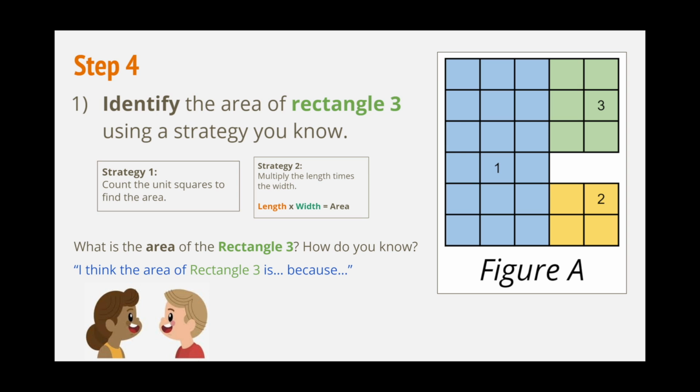Step 4. Identify the area of rectangle 3 using a strategy you know. You can use strategy 1, which is count the unit squares, or strategy 2, which is multiply the length times the width. What is the area of rectangle 3? How do you know? I think the area of rectangle 3 is because, and I want to hear you say that. The area of rectangle 3 is 6 square units.